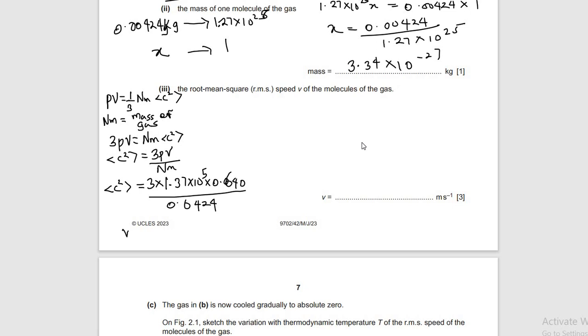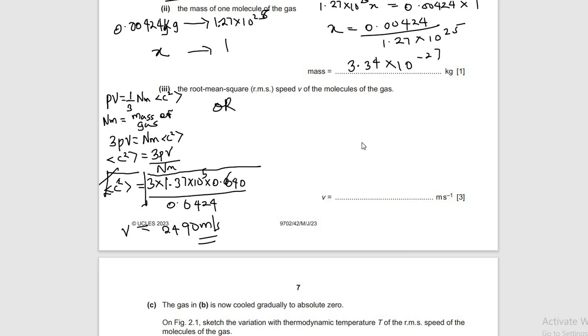So when you take the square root of both sides, the square root cancels the square. So the speed, put it in a calculator, will give us 2490 meters per second. That's the speed.